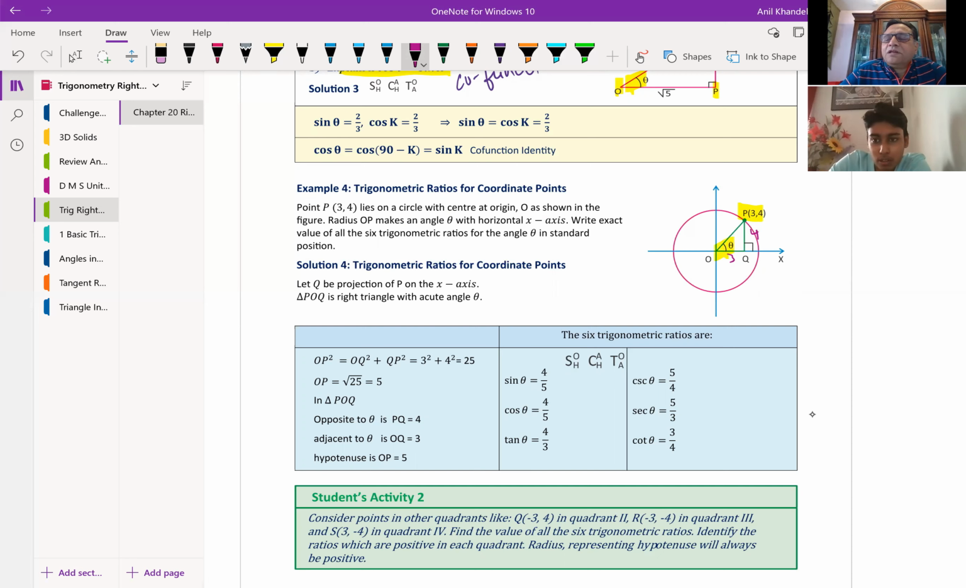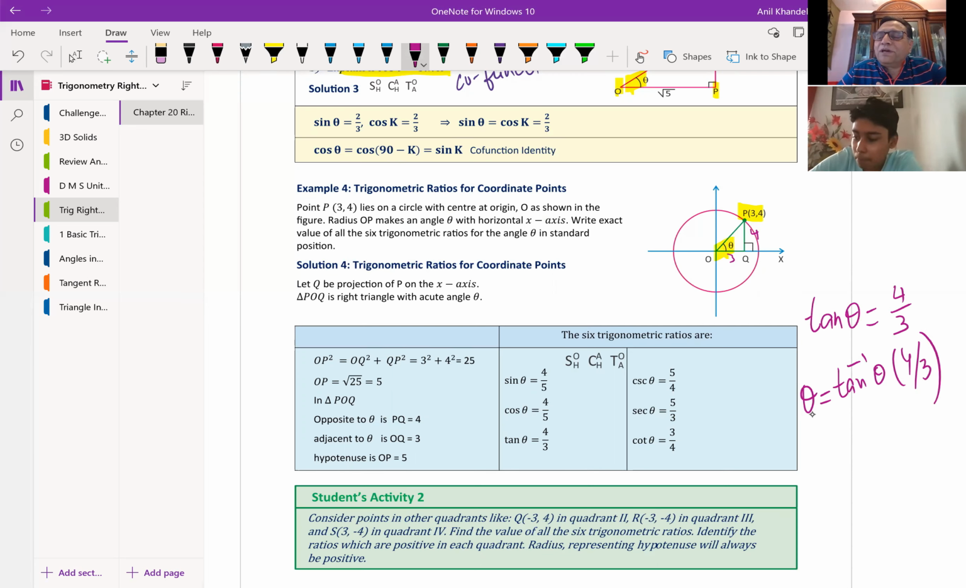From (3, 4), we can find tan theta. So what is tan theta equal to? Tan theta is opposite over adjacent, sir, which is 4 over 3. 4/3. So we can actually calculate theta by taking the inverse of this, right? So if I do inverse, it becomes theta equals tan inverse of 4 over 3. You get the idea? Yes, sir. Inverse reverses the whole operation.